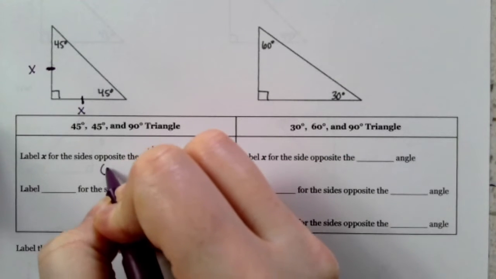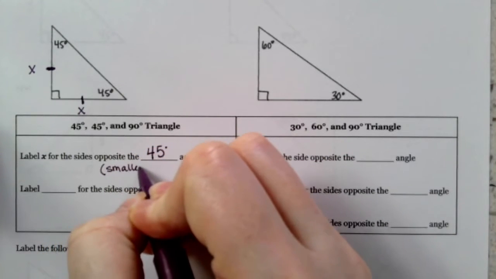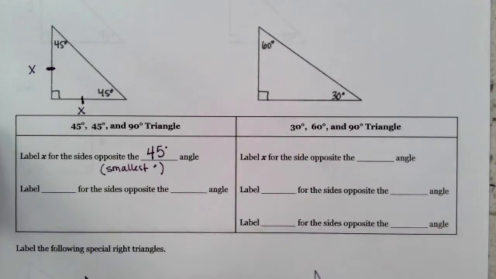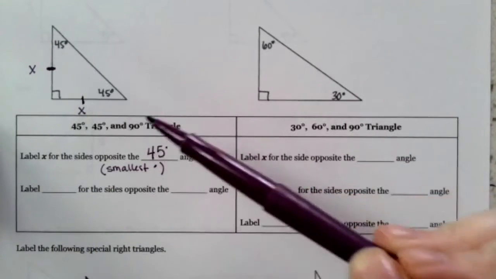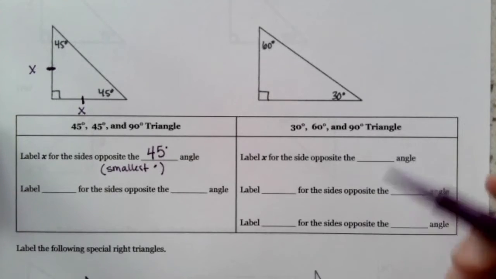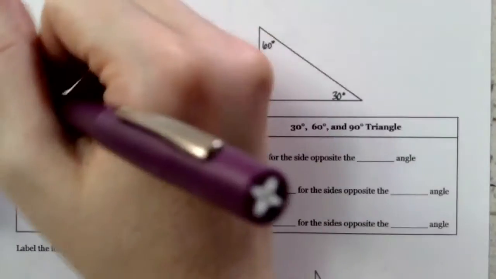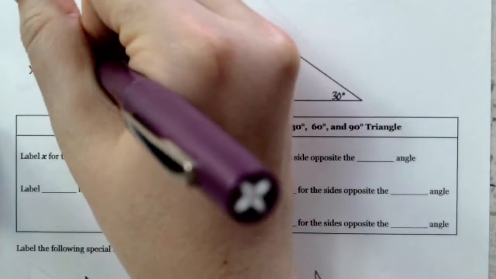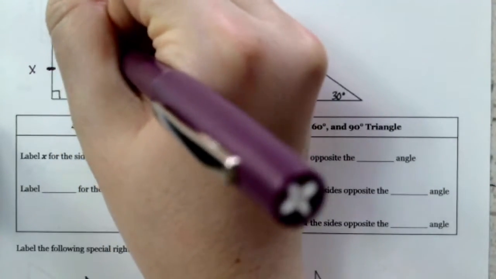And I'm going to put in parentheses, this is the smallest angle. And in our case, we have two of them, so they end up being the same. So the smallest angles get labeled X. And then across from the right angle, so the only one that's left, this is going to be labeled the square root of 2x.